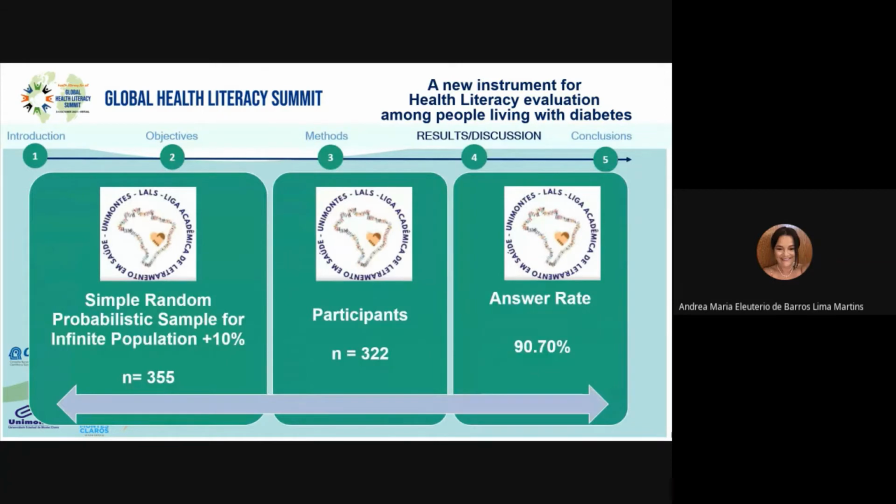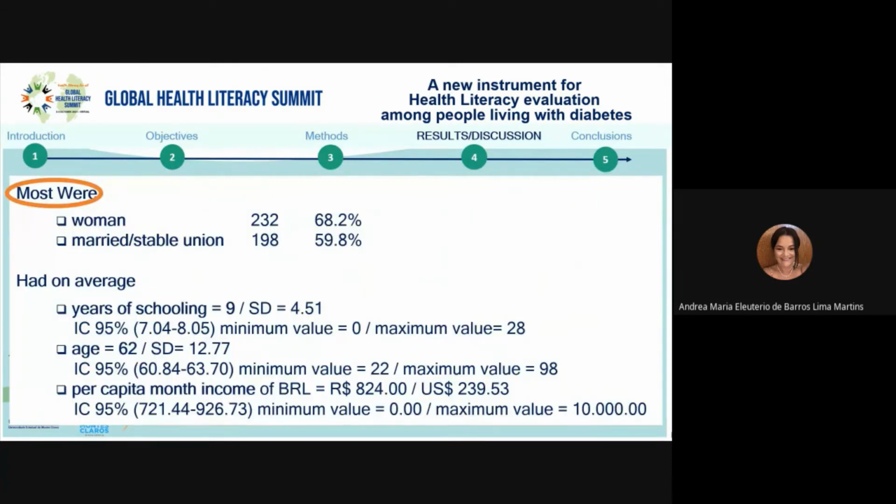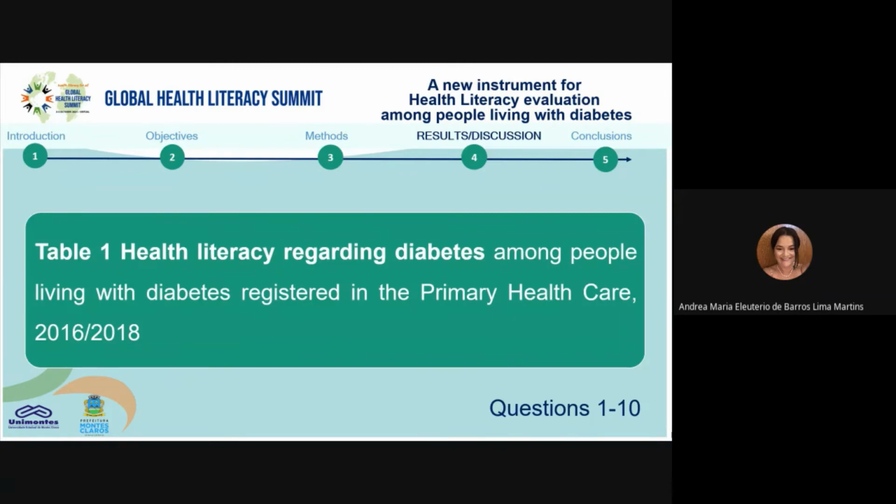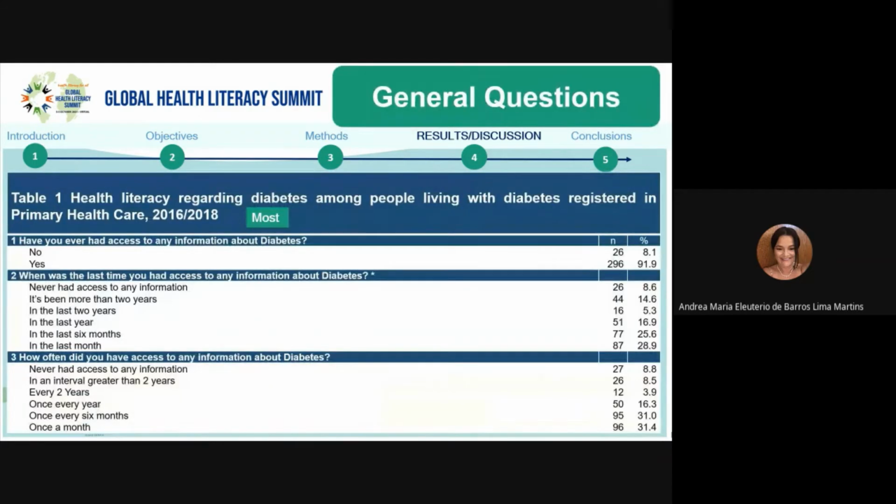Answer rate 90.70%. Most were women, married, had on average 9 years of schooling, age 62, per capita monthly income $239. A new instrument: 155 questions, 10 general questions, other 145 questions. Table 1, health literacy regarding diabetes among people living with diabetes registered in the primary health care, 2016 and 2018.